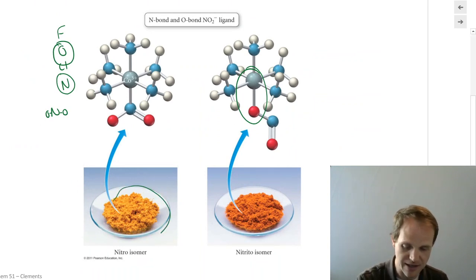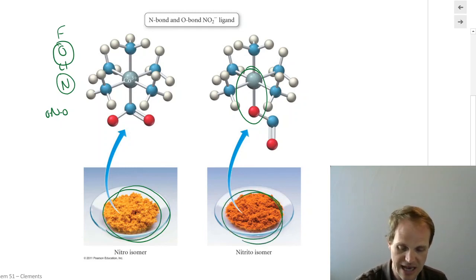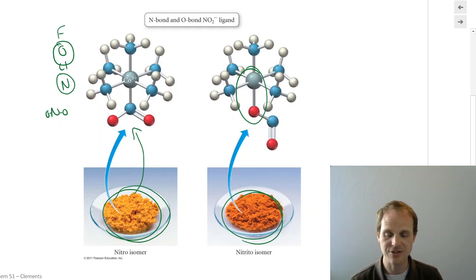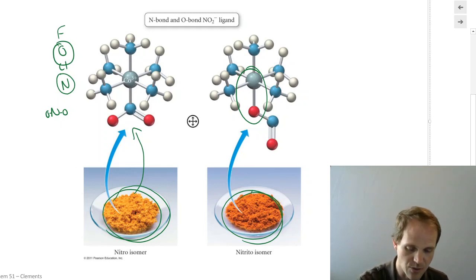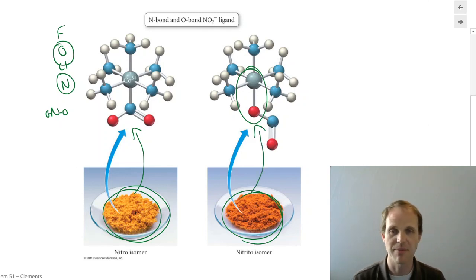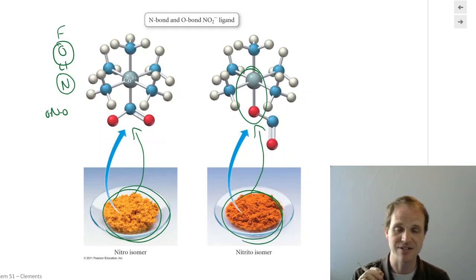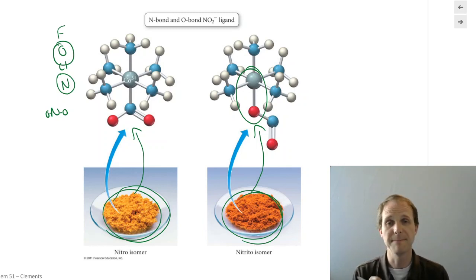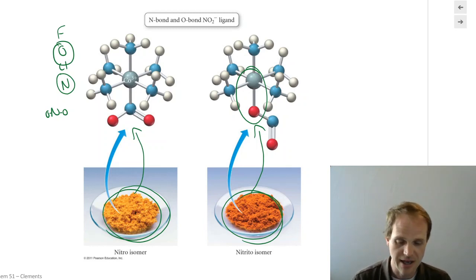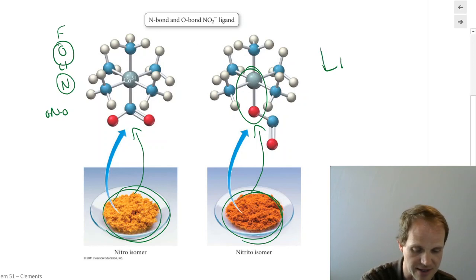Just here you can see color. There's a yellow one here and an orange one here. The yellow one comes when you are attached by the nitrogen. The orange one comes when you are attached by the oxygen. And so here we have the exact same complex attached to the exact same ligand, but in a different location. And we call these linkage isomers.